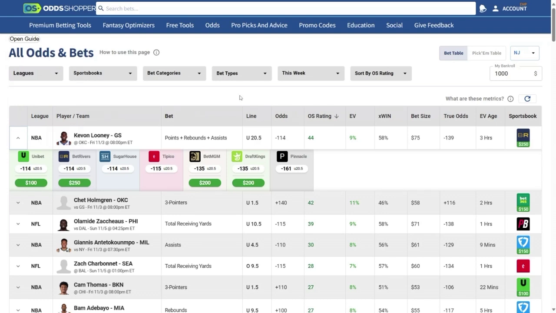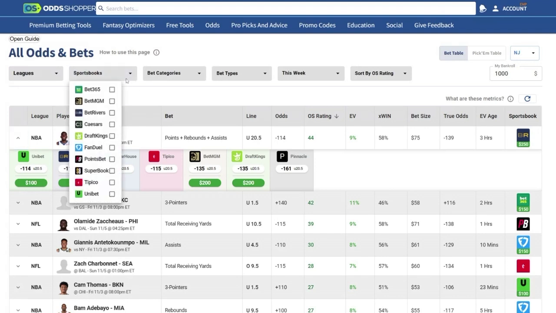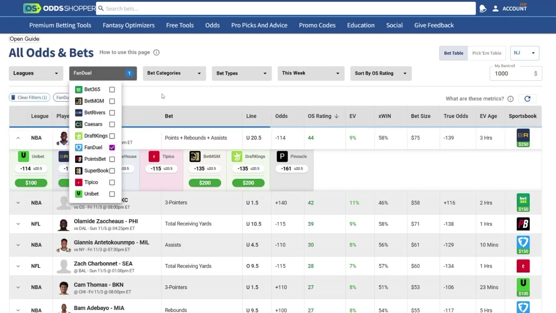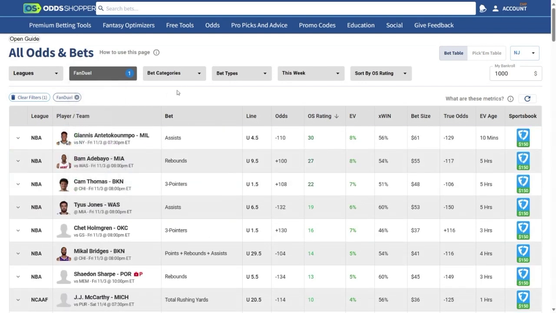Now, if you are only playing on one or two books, you could always sort them. We do have a sportsbooks tab here where you could select the individual books you're playing on. So if you're only on FanDuel, for instance, you could select FanDuel, and then OddsShopper will only show you the best bets that are available for the day over on FanDuel.